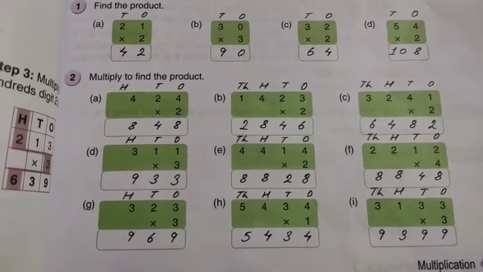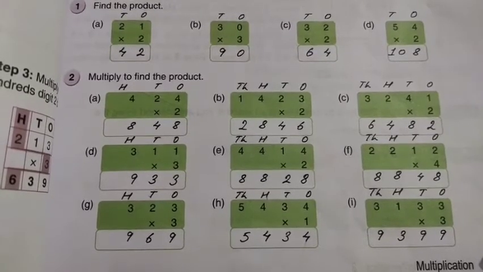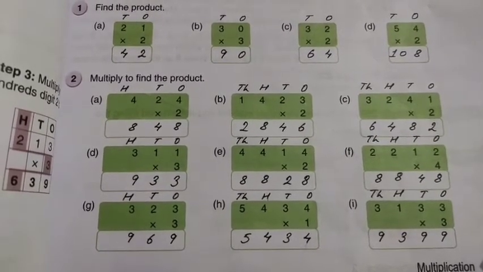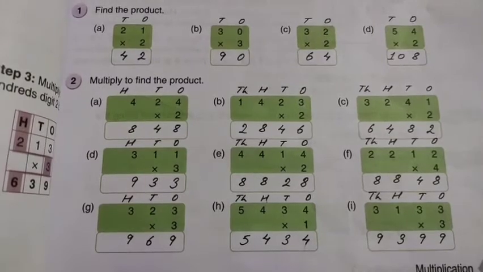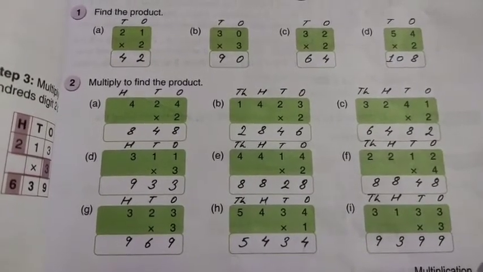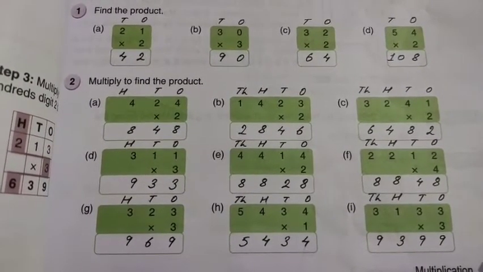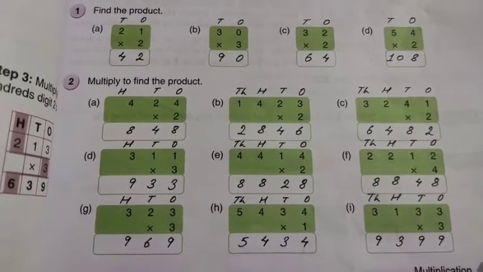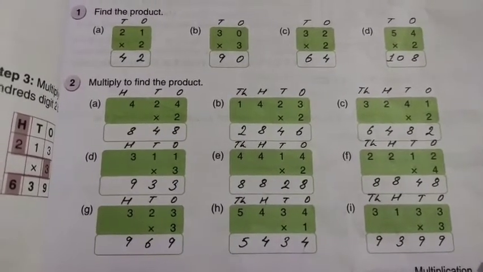4414. Again let's start with the ones place. 2 fours are 8. 2 ones are 2. 2 fours are 8. Again 2 fours are 8. So 8828 is your answer. Next, F.